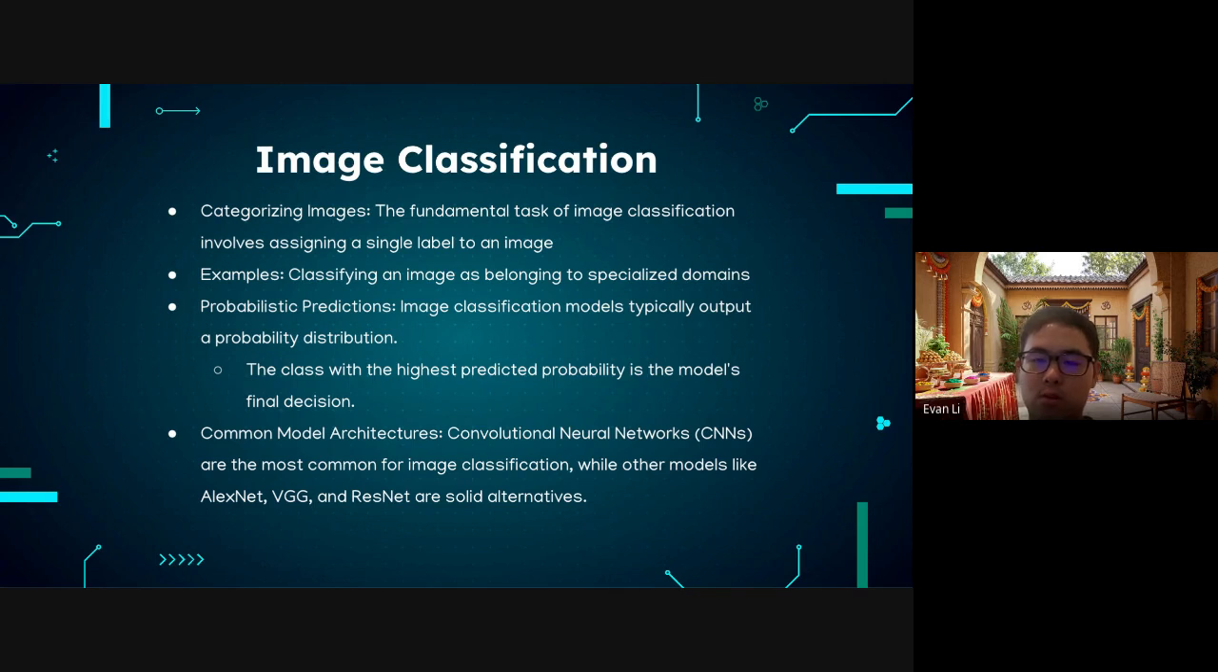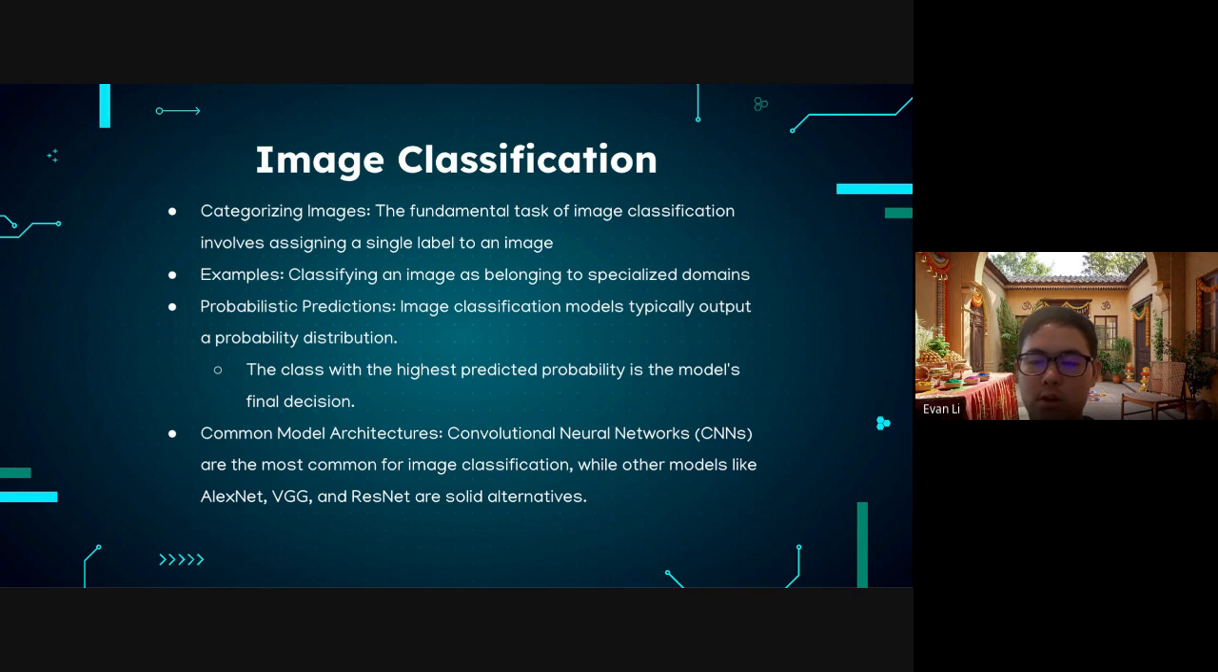Consider everyday examples. An algorithm classifying a photograph as containing a cat, dog, car, or airplane. However, the applications extend far beyond simple object recognition. In specialized domains like medical image analysis, image classification plays a critical role in diagnostic processes. For instance, distinguishing between benign and malignant tumors in medical scans based on subtle visual cues.